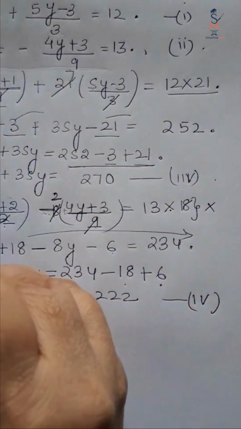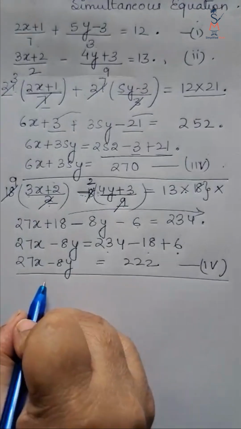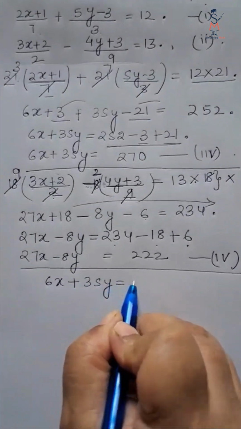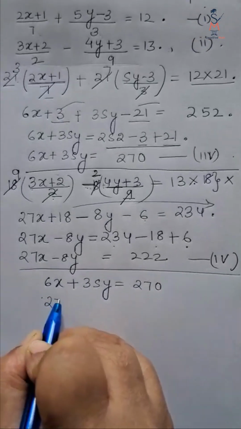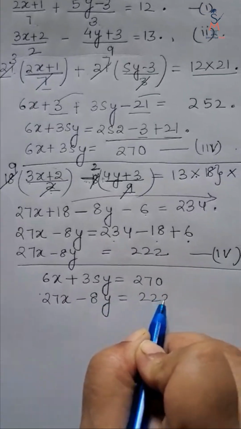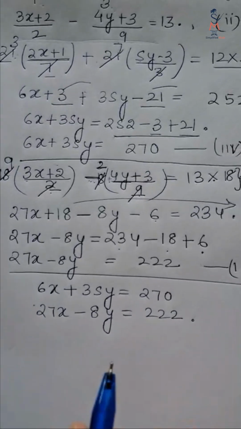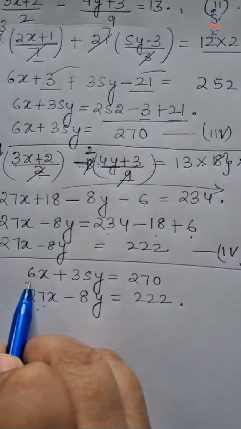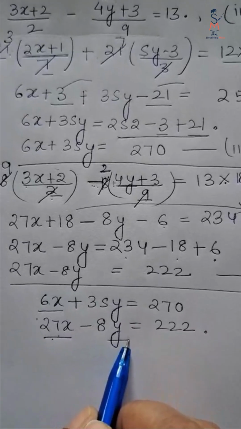Now we will solve our equation third and equation 4. So let's write it down. 6x plus 35y is equal to 270. And the second one is 27x minus 8y is equal to 222. Again we will solve the equation by eliminating x or y depending upon our choice.